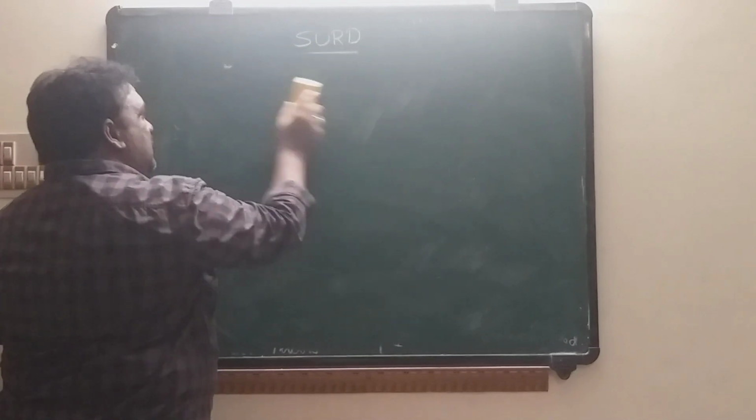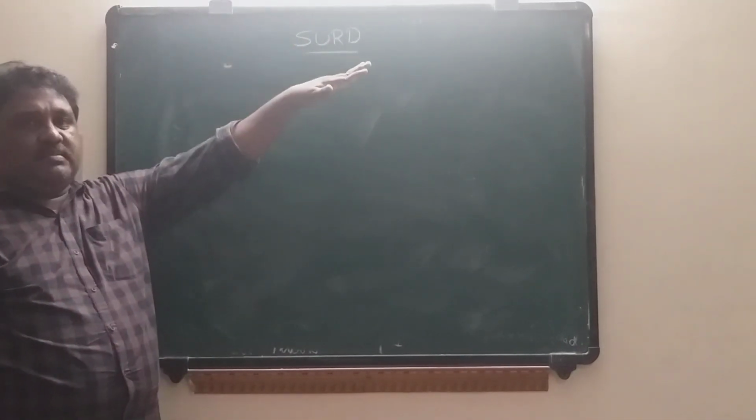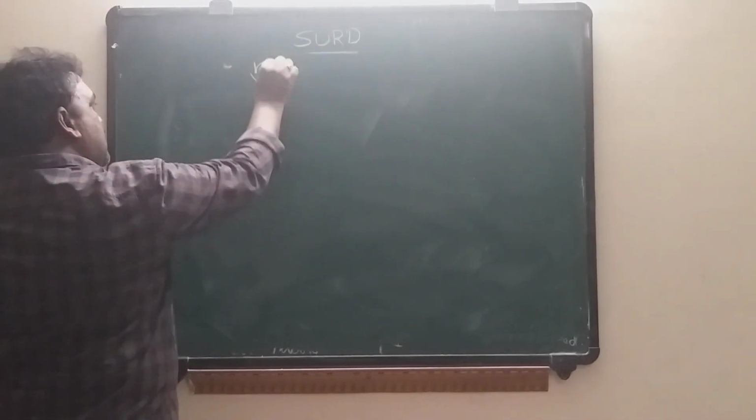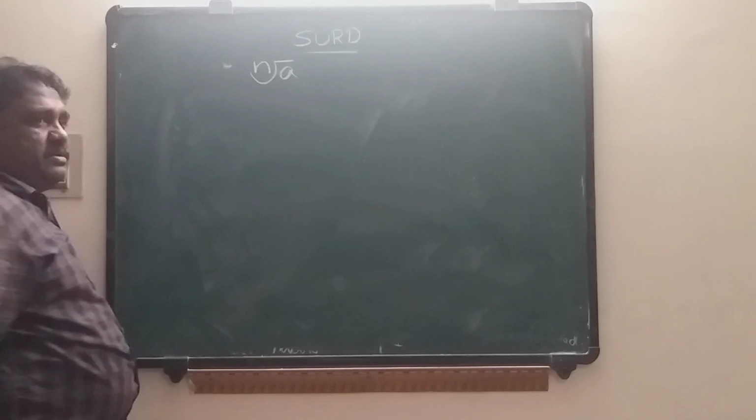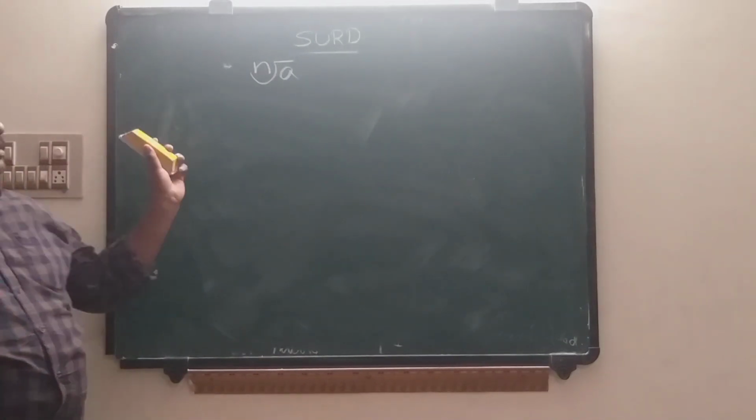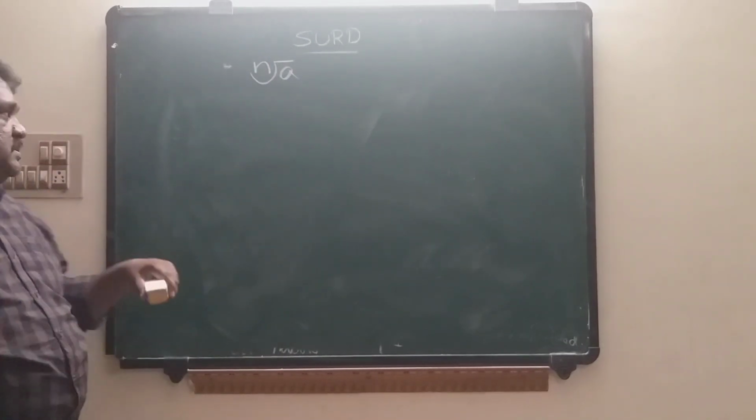You have to know surd is nothing but an irrational number. The general form of a surd is nth root of a. It is nothing but an irrational number. Now, we will see some examples of which are surds and which are not surds.